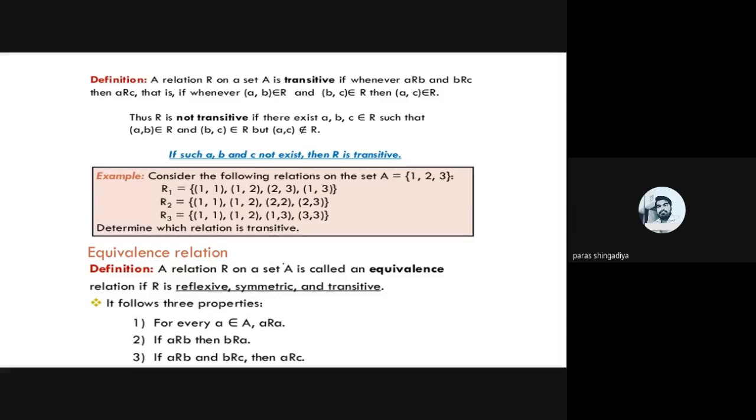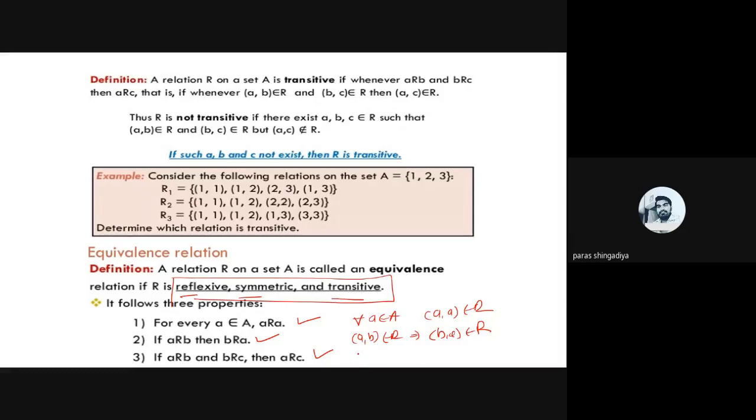So what is the meaning of equivalence relation? If it satisfies the reflexive condition, the symmetric condition, and the transitive condition, we can say this R is called an equivalence relation. Clear? Reflexive means for every A belongs to the set, the pair A comma A should belong to the relation. And then symmetric: if A comma B belongs to R, this implies B comma A should also belong to R.